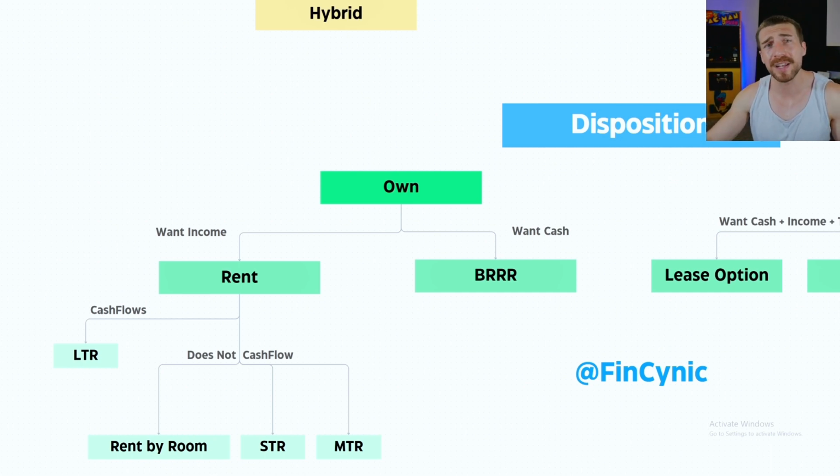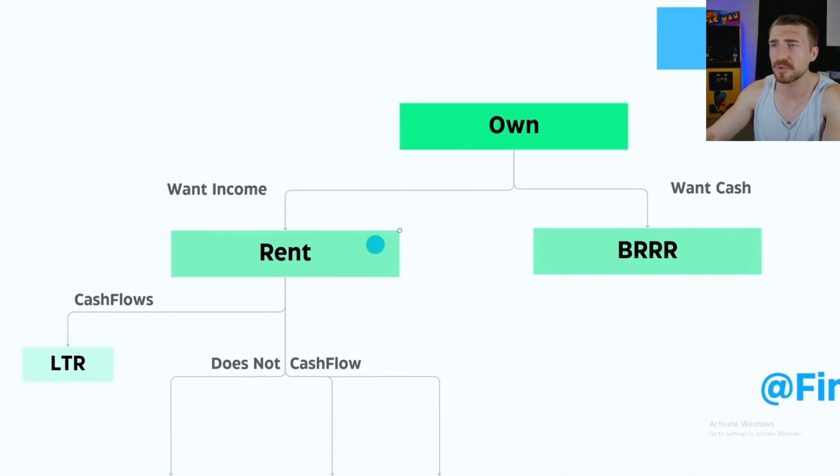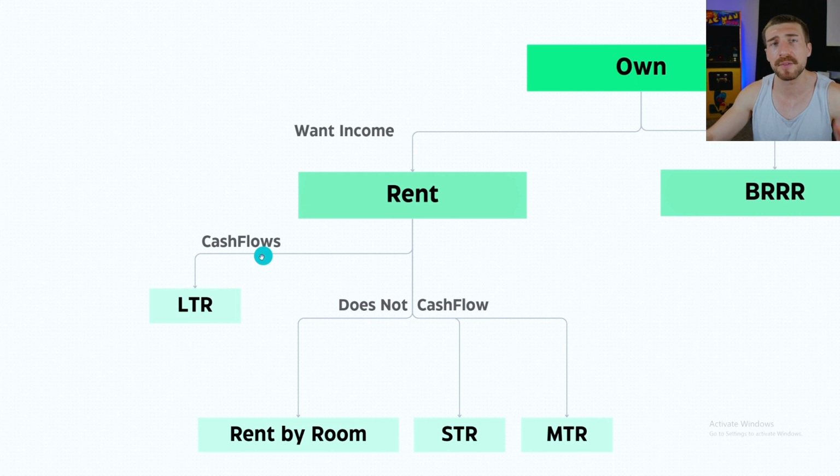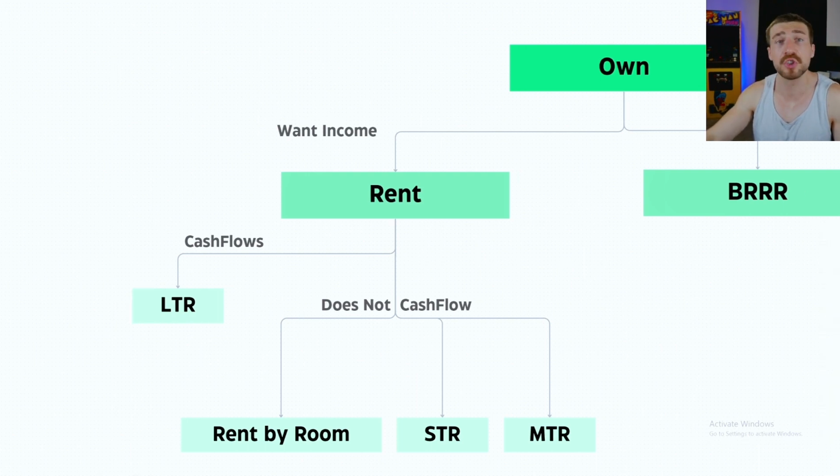But do you want income? Do you want monthly income? Or are you more focused on just getting a ton of cash right now? Well, most investors choose the income route. And if they do choose the income route, you're going to want to see if your property cash flows as a long-term rental. Does it cash flow as a 12-month rental? So let's look at the income route.